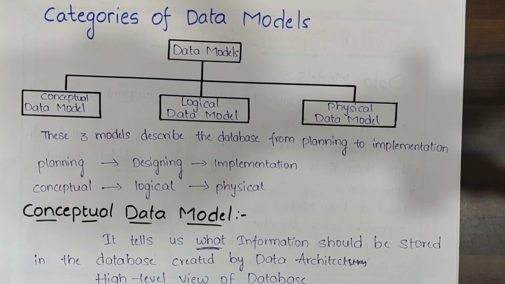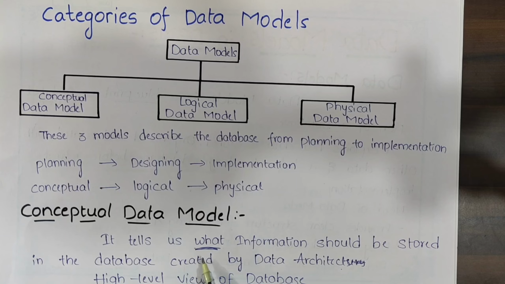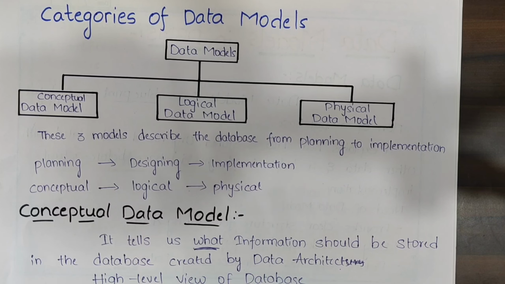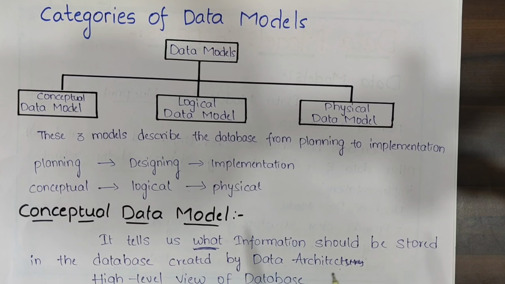Let's understand the conceptual data model first. It tells us what information should be stored inside the database. It focuses completely on the business requirement, like what the organization needs. It doesn't think about tables, SQL, or storage. This can also be called a high-level view because the end users understand the things very clearly.